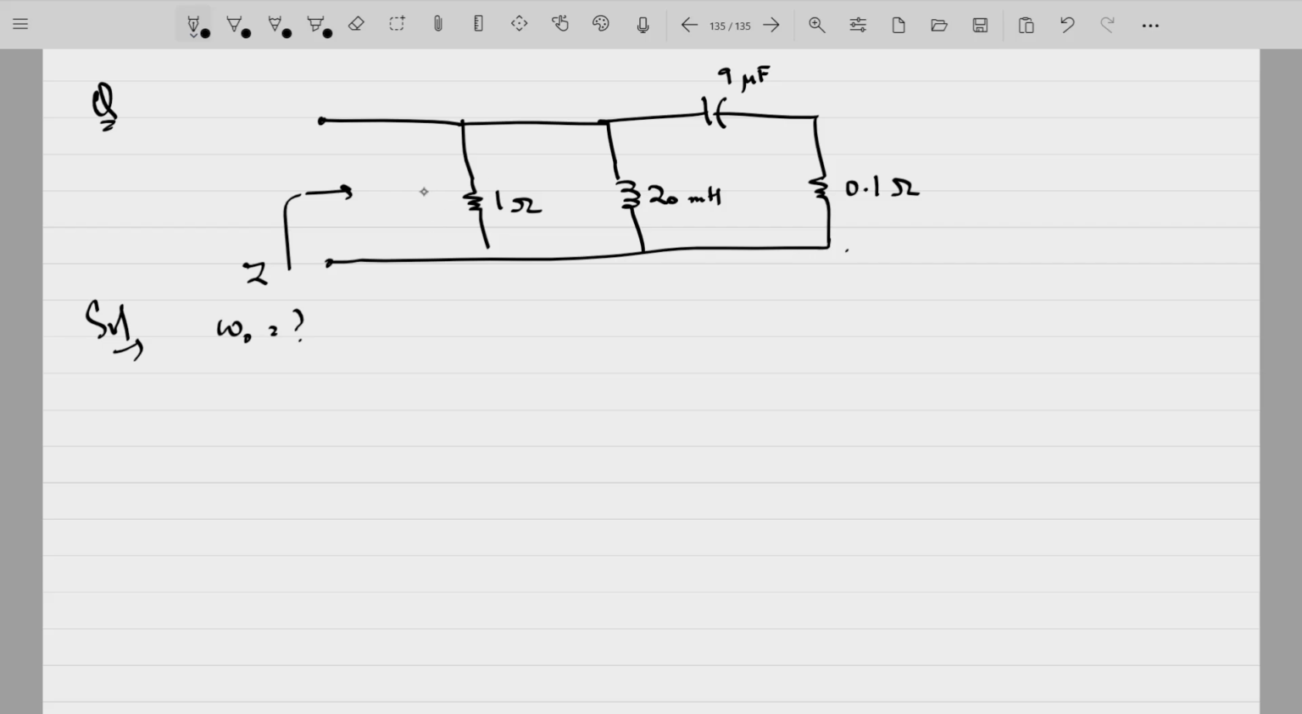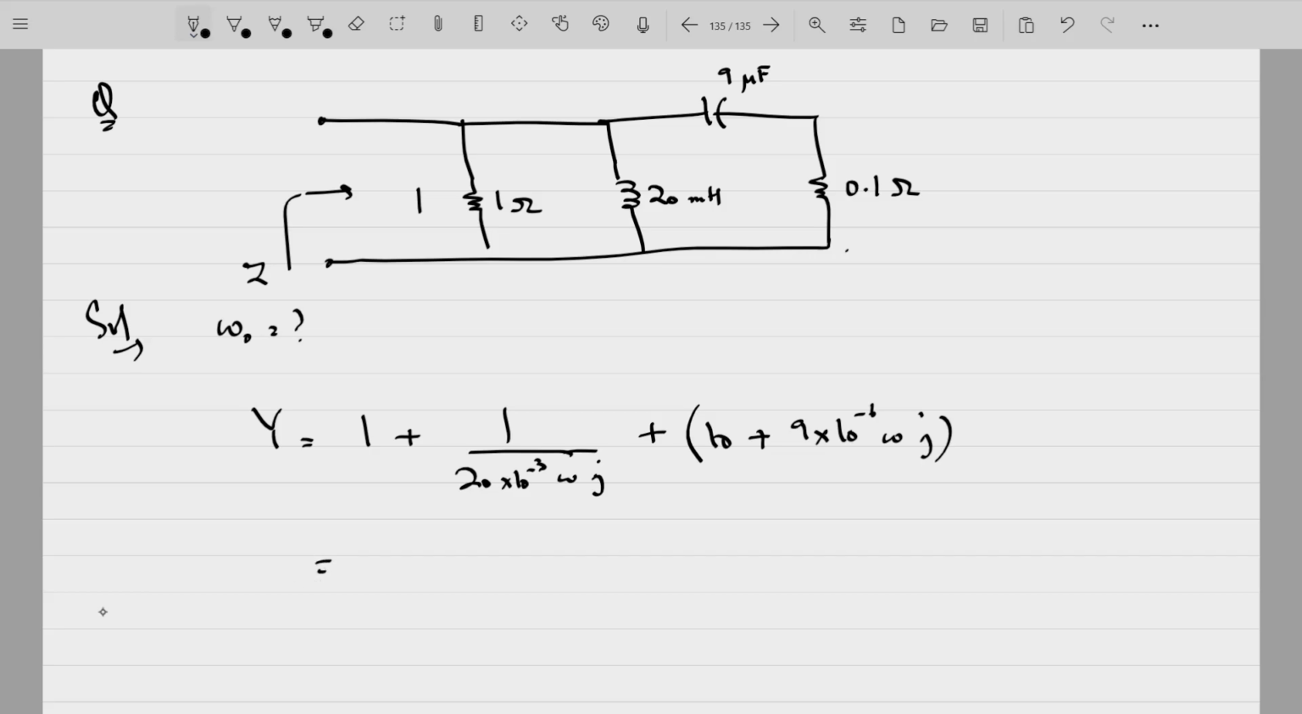The admittance of this is the conductance here is 1 divided by 1, that is 1. This will be 1 divided by j omega L, j omega C, and 1. So we have an admittance of Y equal to 1 plus 1 by j omega L, that is 20 into 10 to the power minus 3 omega j, and plus 1 divided by 0.1, that is 10, the j omega C, that is 9 into 10 to the power minus 6 omega j.